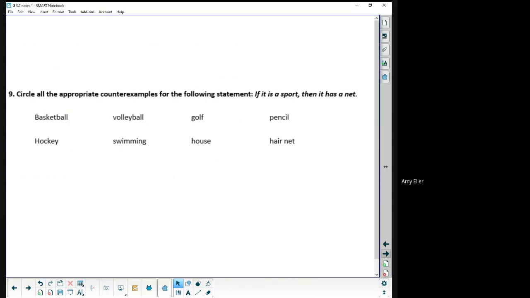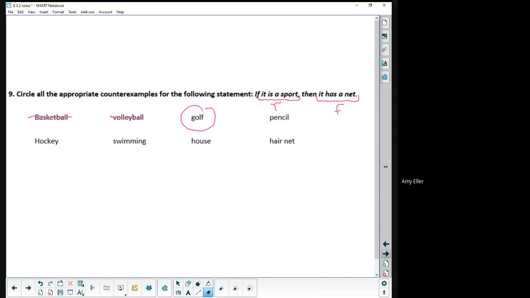We're done already? Okay. So I need to find, for a counterexample, this has to be true, but then this has to be false. So if it's a sport, then it has a net. Is basketball a counterexample? No. It's true for basketball, so it's not a counterexample. Is volleyball a counterexample? No, because it is a sport and it does have a net. Is golf a counterexample? Yes, because it is a sport, but it doesn't have a net. That makes it a counterexample.